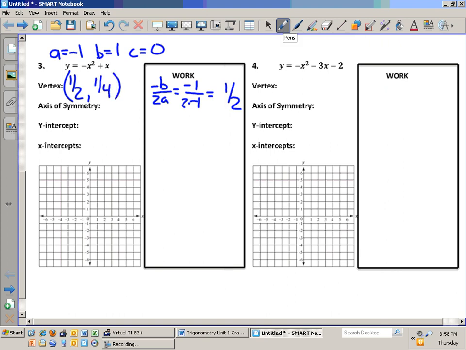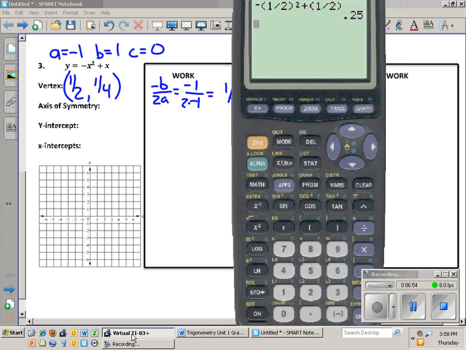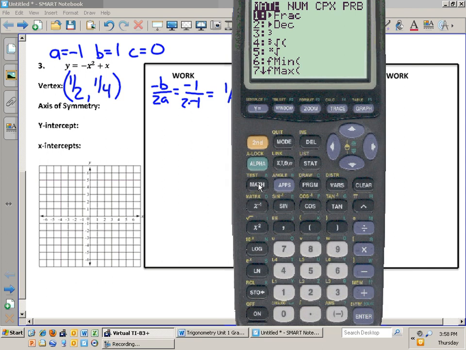If you don't know how to convert a decimal to a fraction, press the math key and press enter on convert to fraction, and you get 1/4. So your calculator will do that for you.